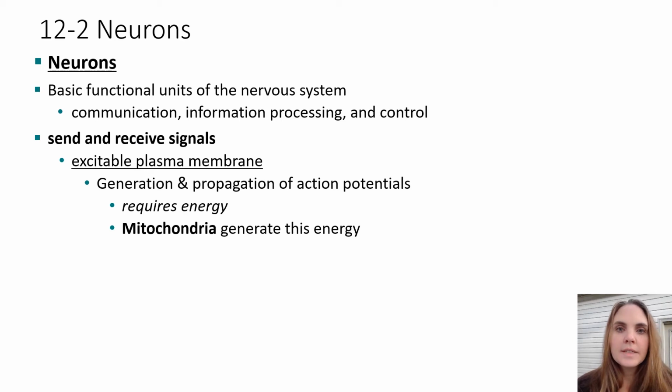So those neurons are the basic functional unit of our nervous system. They're responsible for communication, processing information, and controlling the rest of our body. They're going to be sending signals and also receiving signals. And they have what's called an excitable plasma membrane, which we'll talk about in much more detail in the next lecture. But what we mean by excitable membrane is that they're able to generate and propagate action potentials.